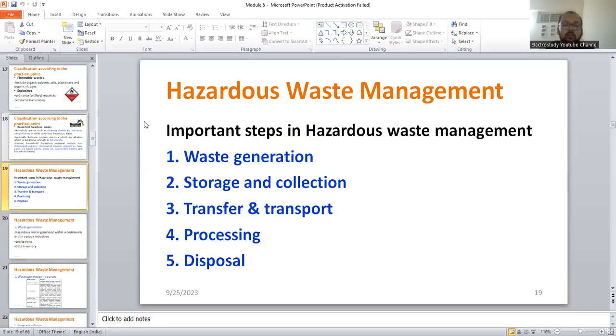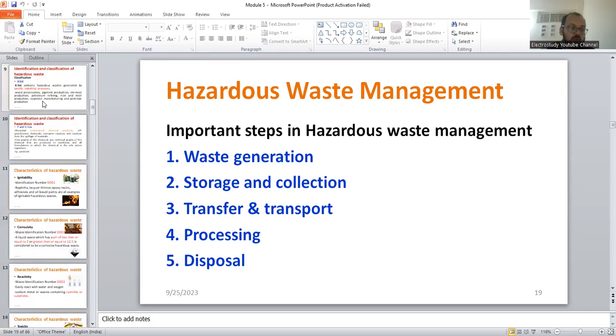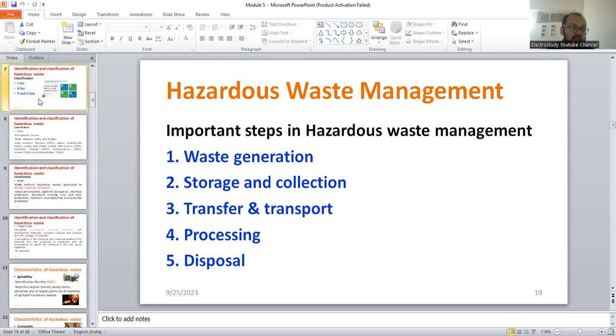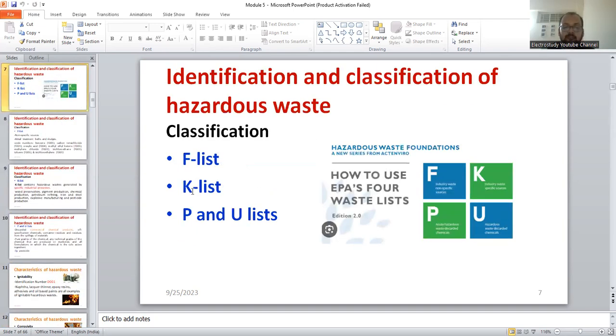Then these are the important parameters. Similarly, you can mention about different checklists also. If possible, you can add these checklists: F list, K list, P and U list. Okay.